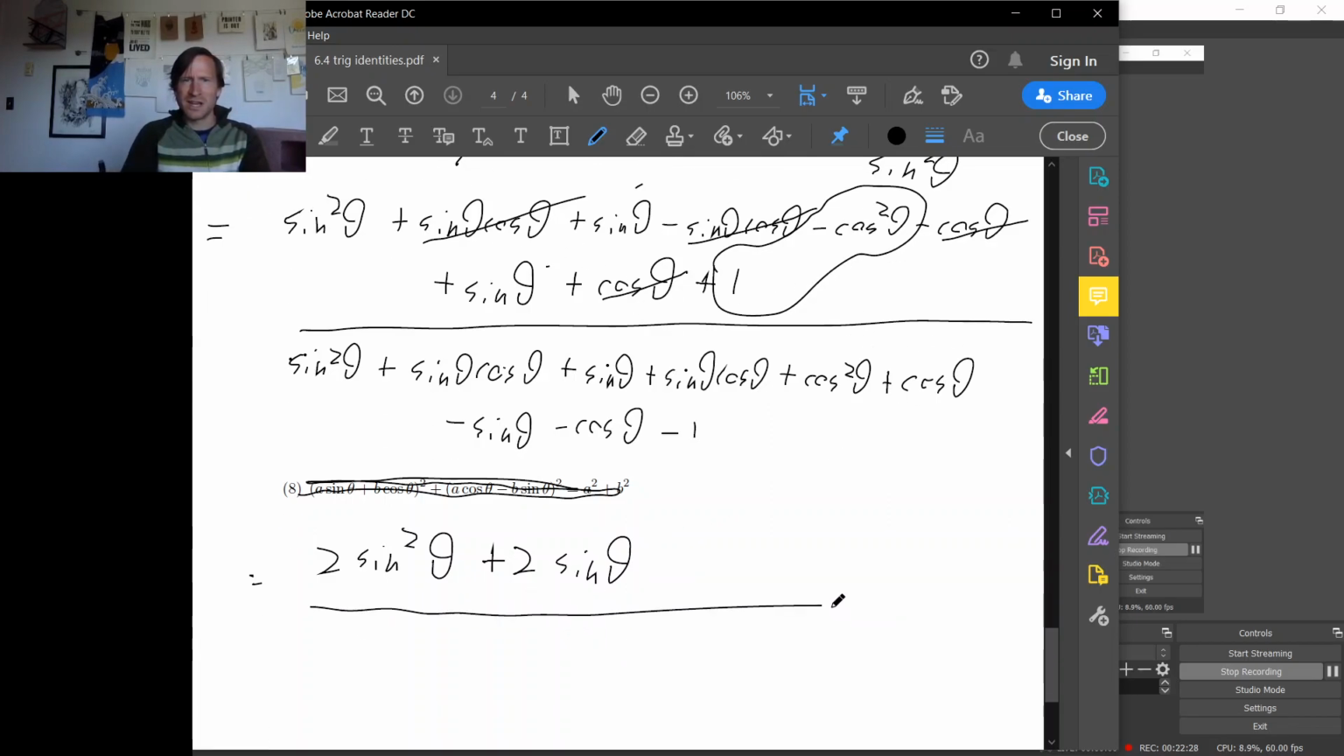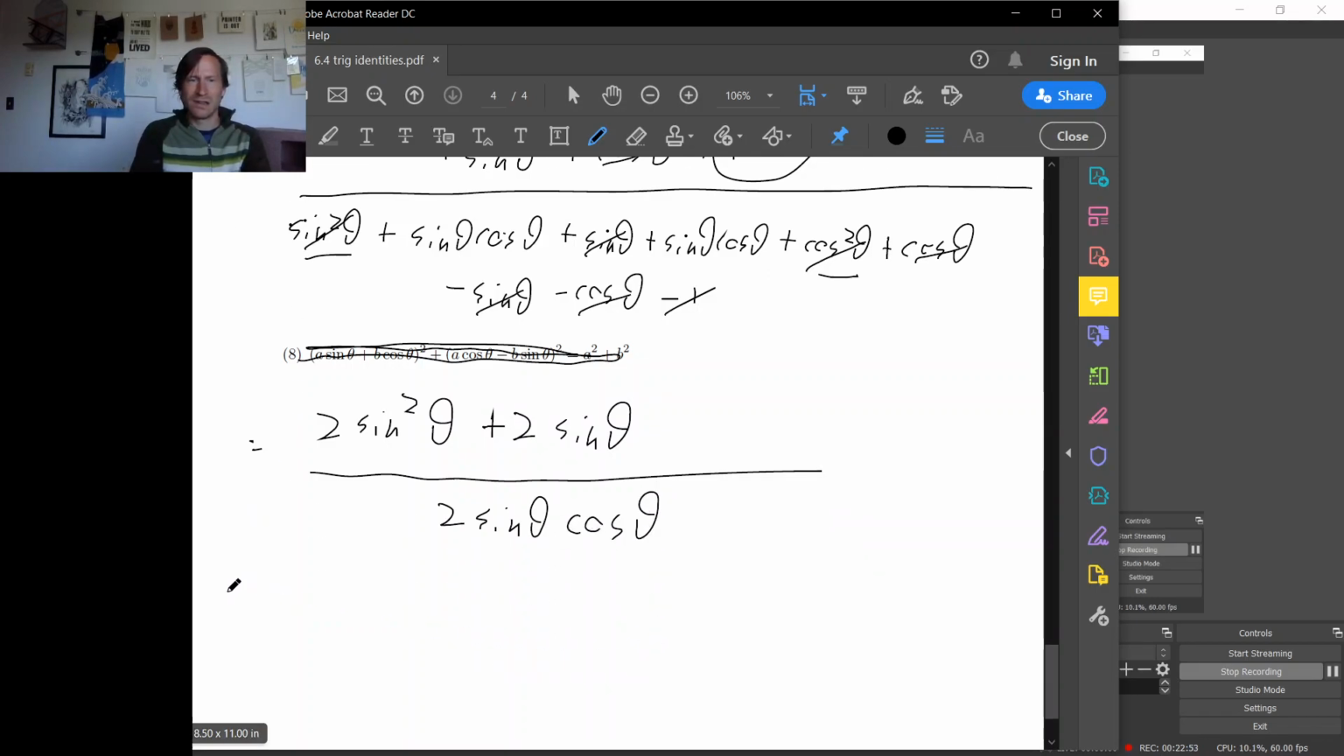Now in the denominator, we have a sine squared and a cosine squared. Those add up to 1, but here's a minus 1, so these all cancel. All right, we have a plus sign and a minus sign, so those cancel, and a minus cosine and a plus cosine. So in the denominator, we're just left with 2 times sine theta times cosine theta, right?